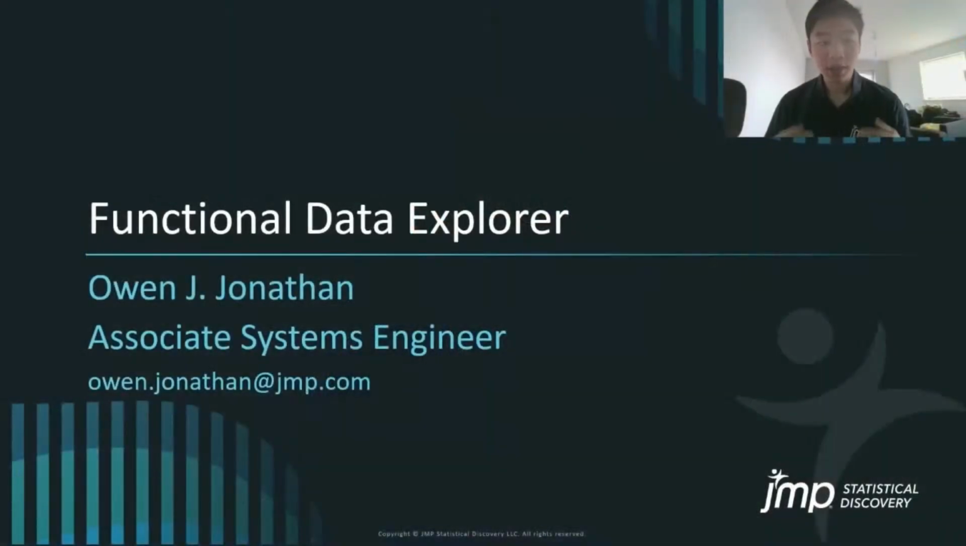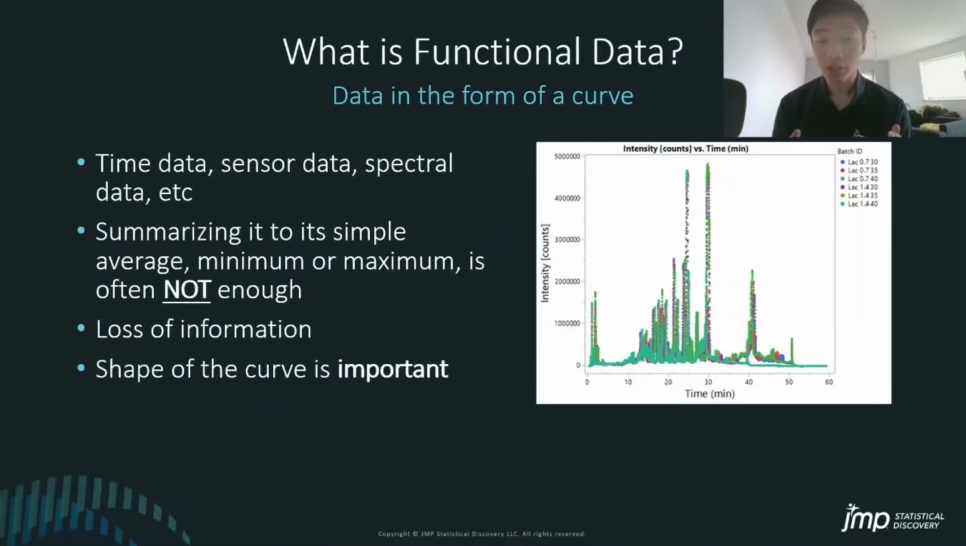Hi everyone, today we're going to be discussing the Functional Data Explorer within JMP. First of all, what is functional data? Functional data is basically data that comes in the form of a curve. This could be time data, sensor data, spectral data, and so forth. On the right here, I have an example that we're going to take a look at for this case study. And this is an example of spectral data where you have lots of peaks.